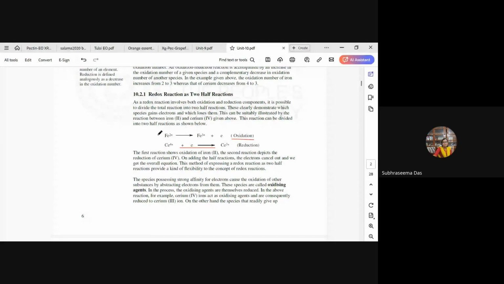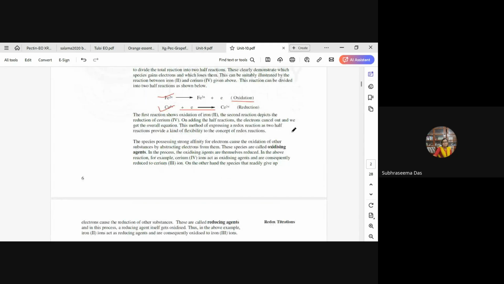So the first reaction concerning Fe2 plus is the oxidation of iron 2, whereas the second reaction, concerning cerium 4, is the reduction reaction. When we add up both these reactions, the electrons cancel out and we get the overall chemical reaction. The species which possess a strong affinity for electrons cause the oxidation of other substances by abstracting electrons from them, and they are called oxidizing agents.